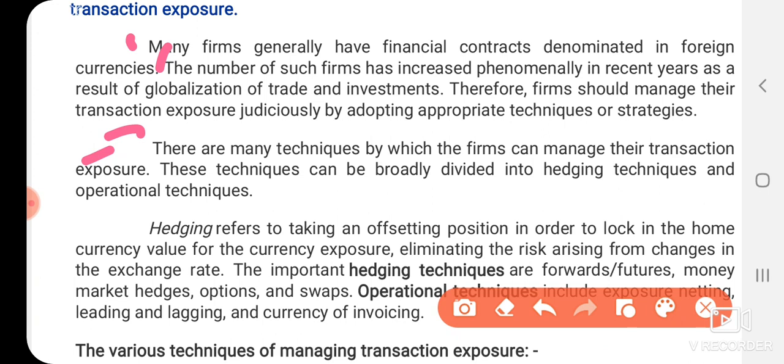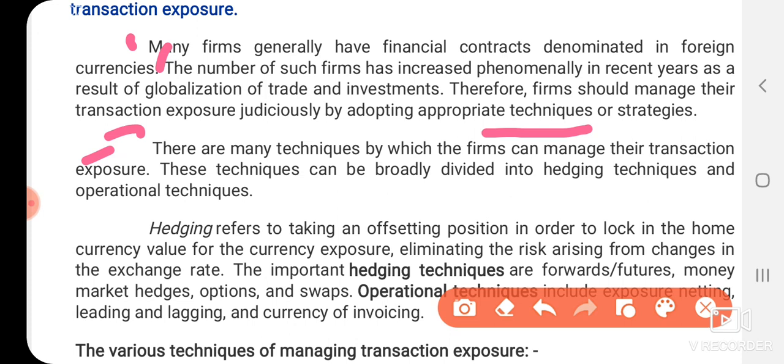Therefore, firms should manage the transaction exposure. How? Judiciously, by adopting appropriate techniques or strategies. We have just been discussing it, isn't it? Such a risk happens due to such companies dealing at the global level. At such times, there occurs a gain or loss. Why? Because of appreciation or depreciation of currency. How to minimize such risk in order to gain more profits? There are some techniques.